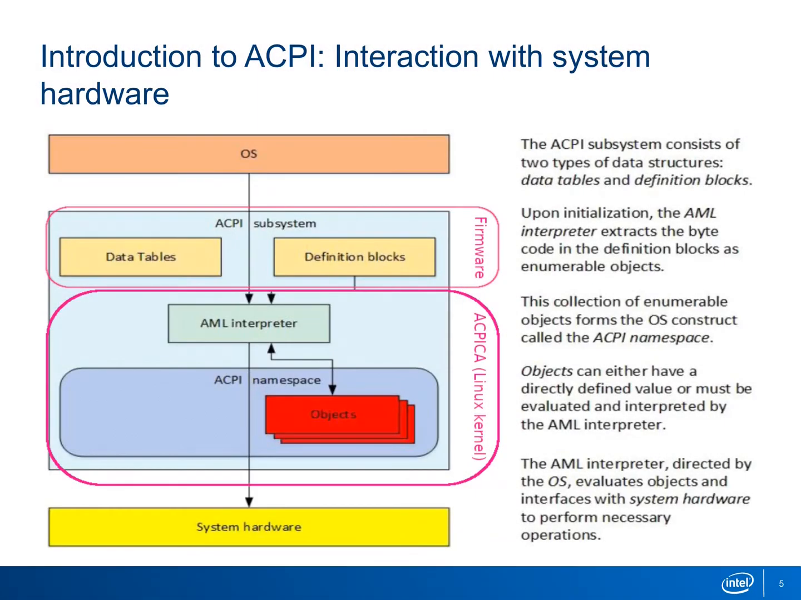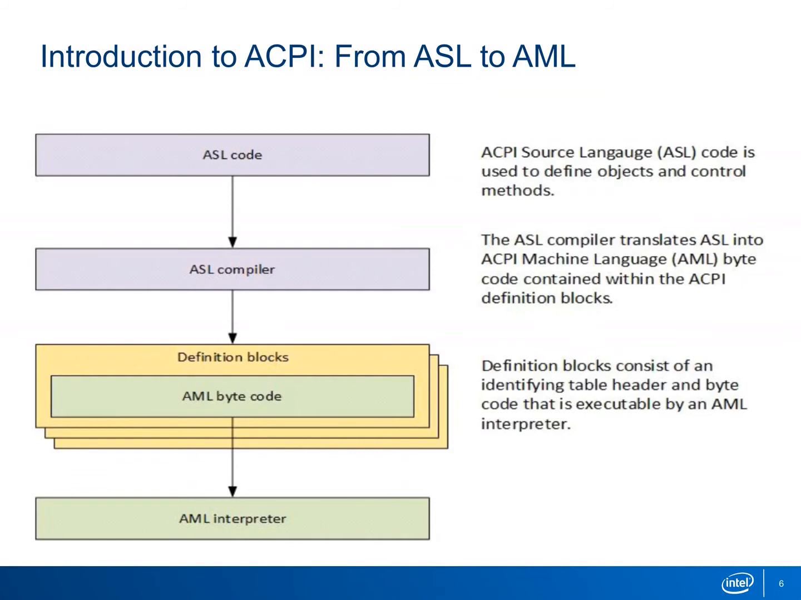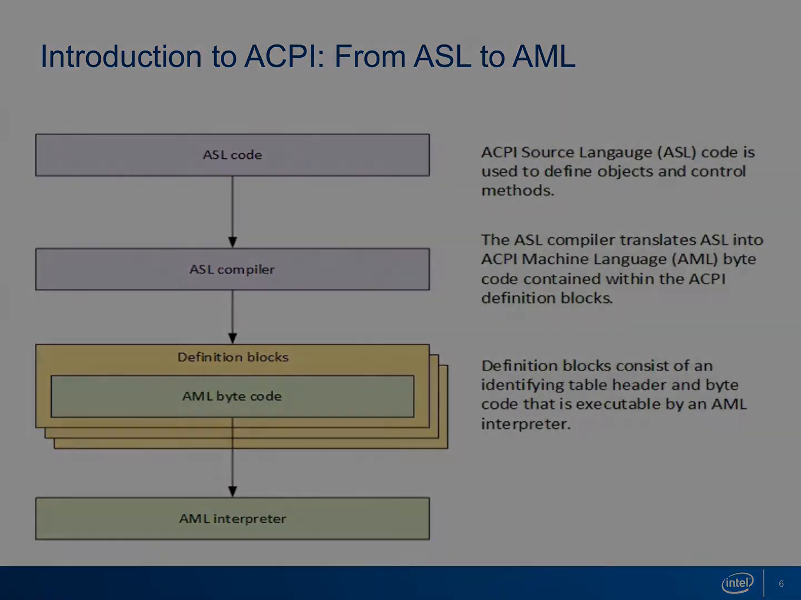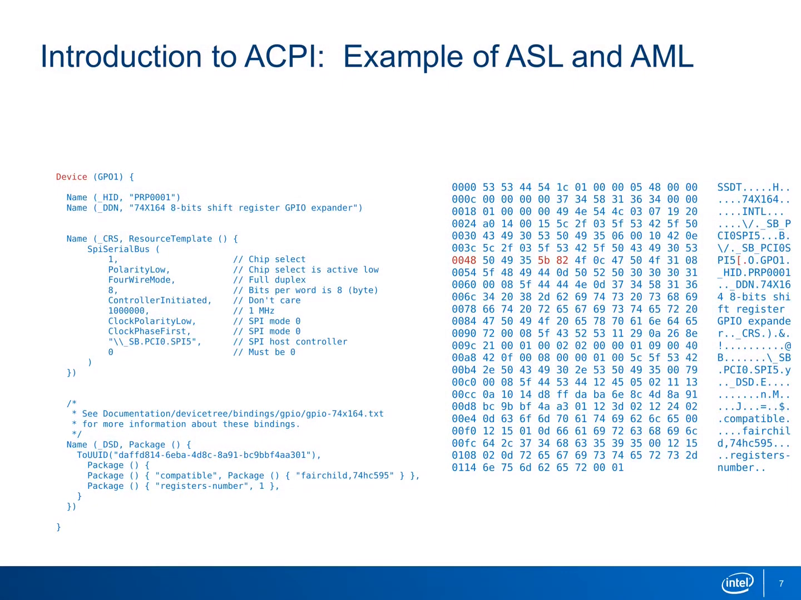Roughly speaking, ACPI is a connector between firmware and operating system worlds, provided by firmware in the form of data tables and definition blocks. It has a dedicated interpreter that runs on the OS level, where an ACPI virtual namespace has been created. ACPI has a domain-specific language, ASL, and initially all definitions are described in its syntax. Before supplying to the interpreter, the ASL needs to be translated into a bytecode. Here we may see an example of the source listing and bytecode for the SPI GPIO expander.